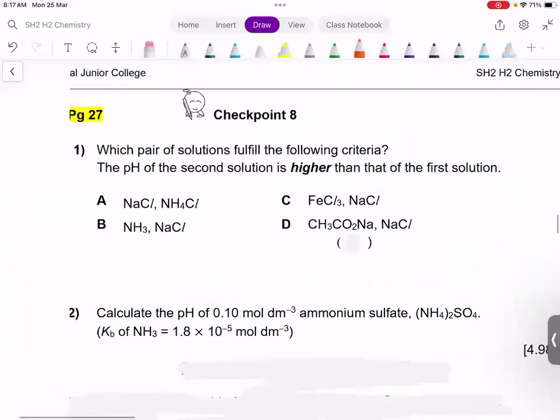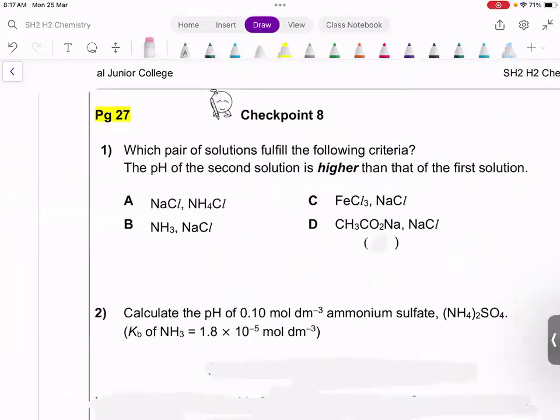I hope you have done this already. I'll just show you the answer. You should have thought through, so I won't go through the fundamentals with you anymore. So what's the answer to this part? D. Is it D?